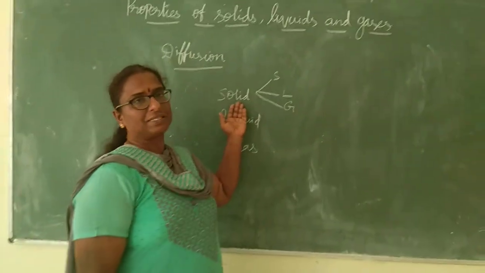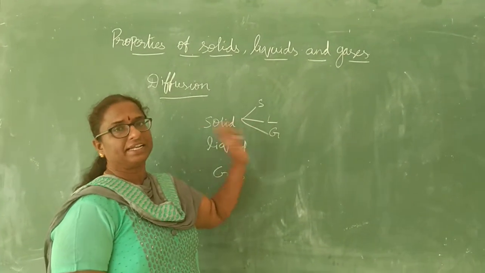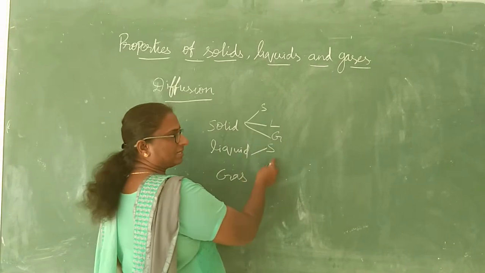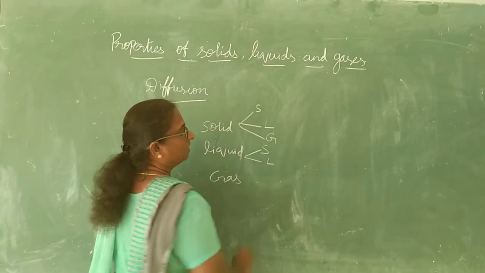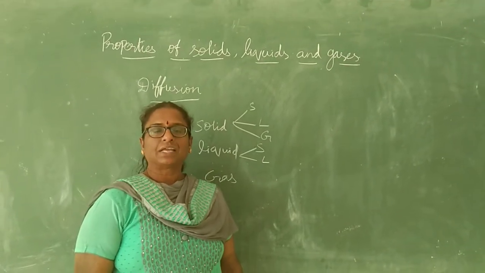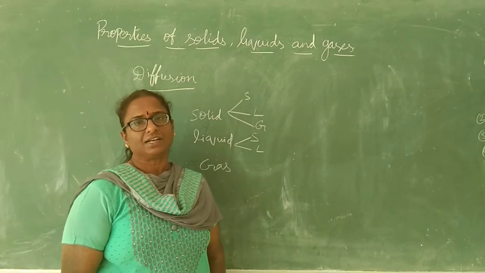These are the examples for the solid in solid, solid in liquid, solid in gas. Now liquid in solid we have already seen, salt in water, water in salt. Liquid in liquid: you can take any two liquids like water and acid. It is an example for diffusion of liquid in liquid.